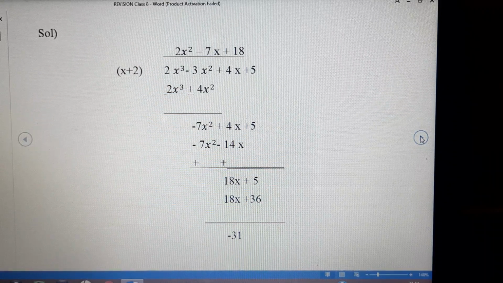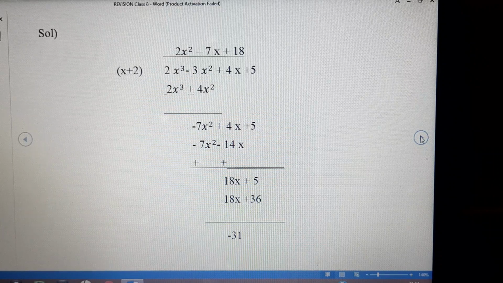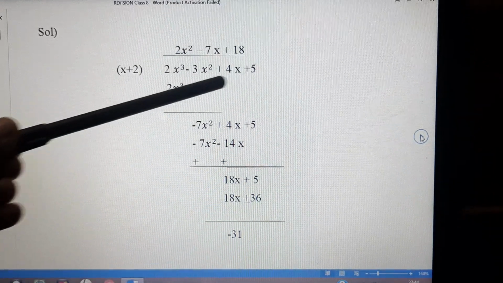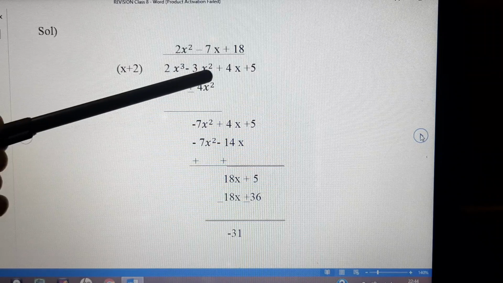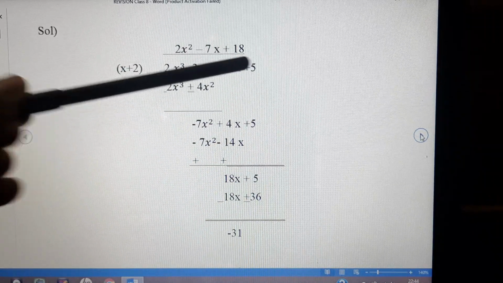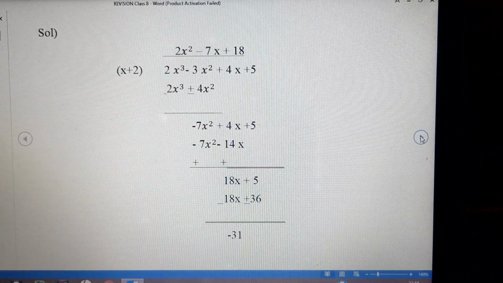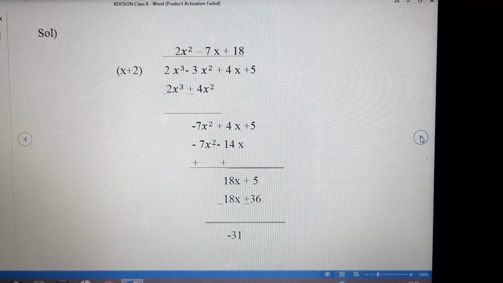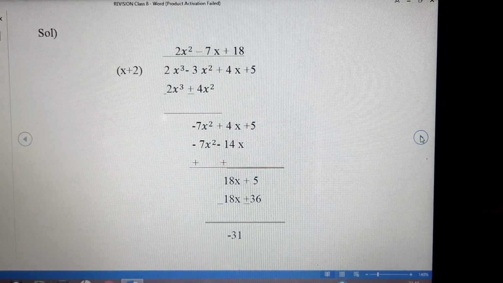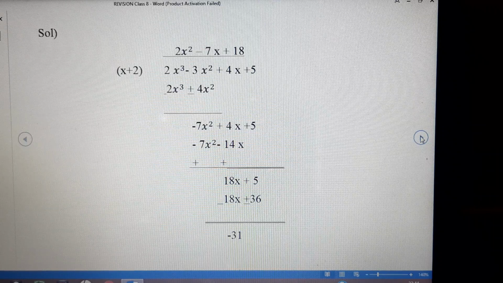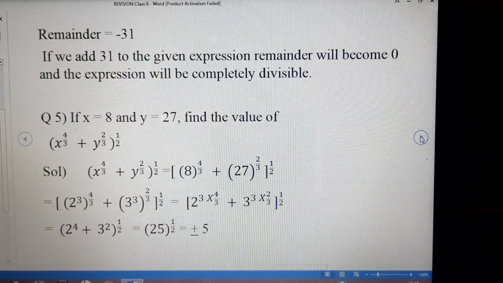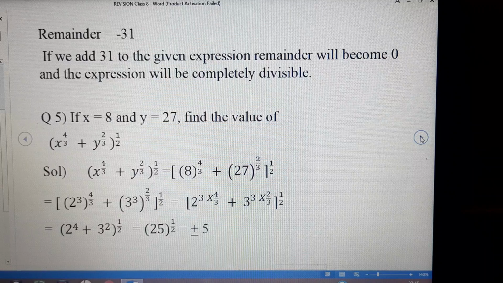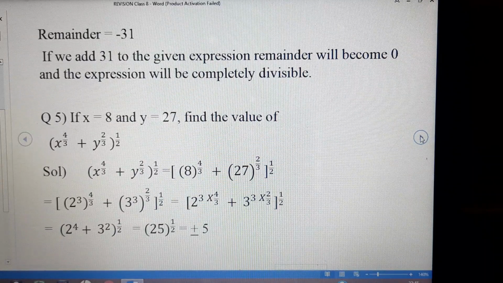But the question says, what should be added to this expression, 2x cube minus 3x square plus 4x plus 5, so that it is completely divisible? Completely divisible means remainder should come 0. So if we add 31 to it, then minus 31 plus 31 will be cancelled and we'll have 0 remainder.